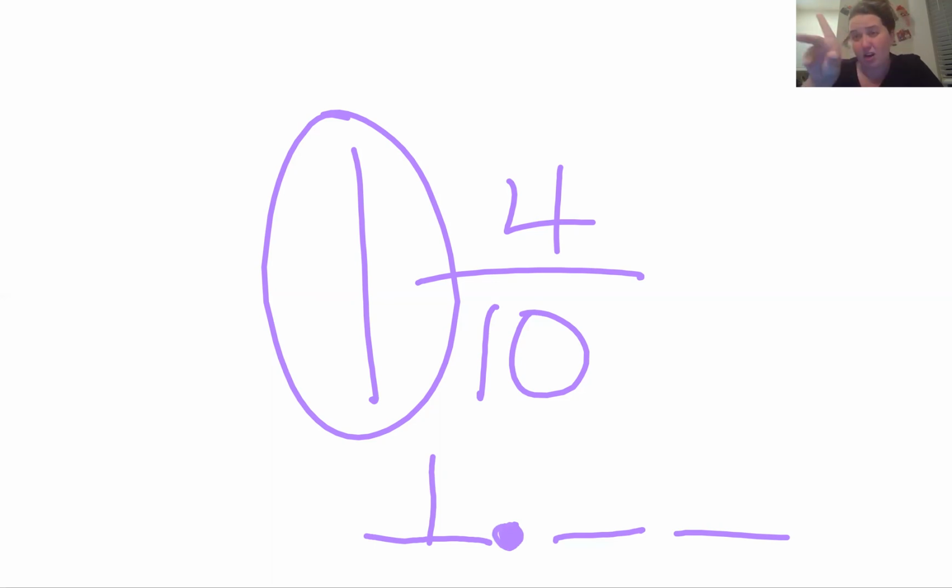Well, now I can write the parts because the parts are going to go over here on the other side of the decimal. So then I look at the place value and it says the tenths.